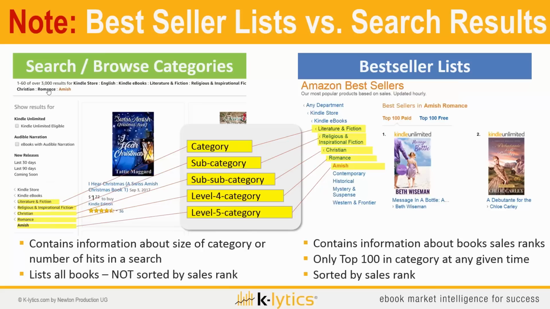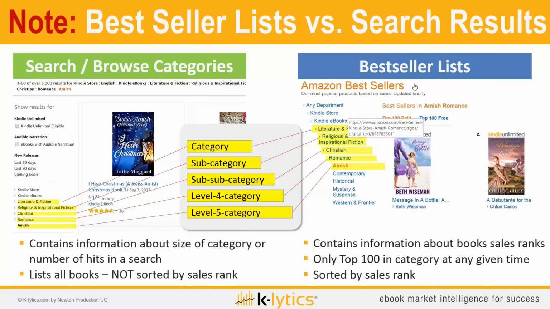If you are in the browse mode that we had earlier when we looked at that marketing example, it says here, result 1 to 60 of 3,000 results in the Kindle store. I've clicked all my way down here to the Christian Amish romance category. So the left-hand side will give you information about the size of the category, list all the books. The right-hand side is what we're talking about now.